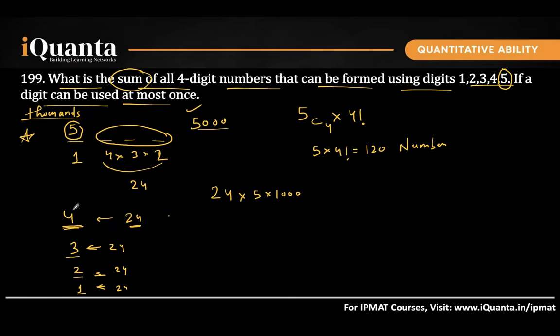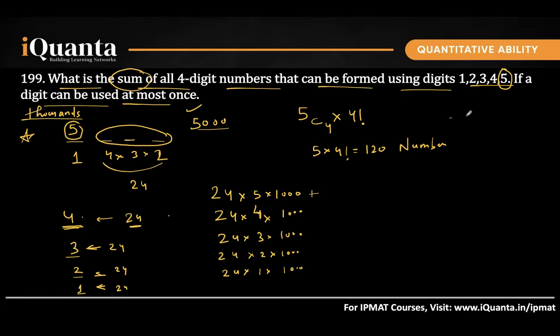Now, there are 24 numbers in which 4 is at the 1000 place. That means all these 24 numbers will have 4000, 4000, 4000. Yes or no? So 24 numbers, all of them, when 4 is at 1000 place, this will be the sum formed. Similarly, 24 numbers, 3 at 1000 place, this is the sum. 24, 2 at the 1000 place, this is the sum. 24, 1 at the 1000 place, this is the sum. So for 1000 place, we have got the sum. Now, obviously, their 100 place will also be added.